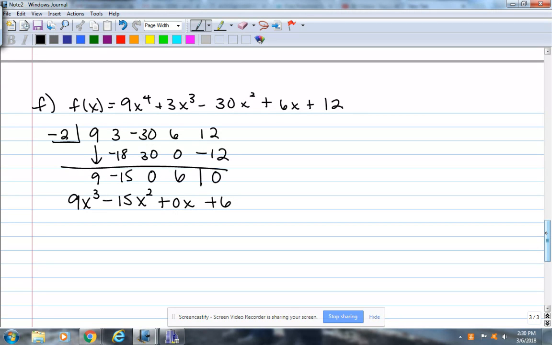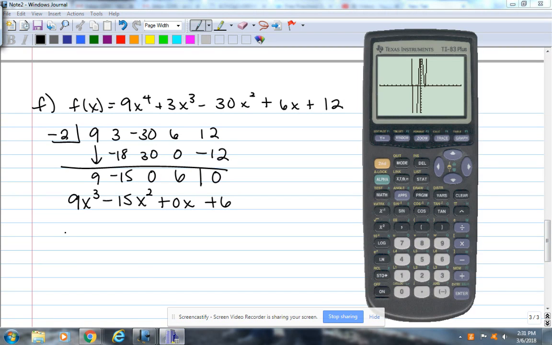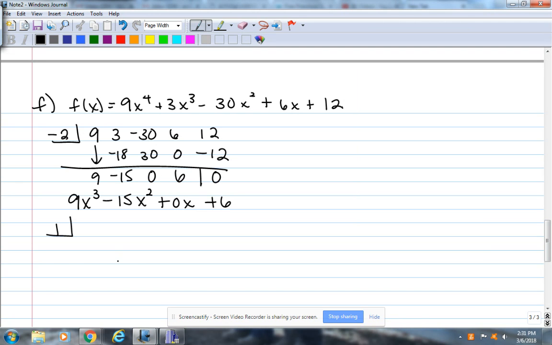All right, now let's go. We got to get to a quadratic though, so we got to do it one more time. And what do we say? +1 was close to our graph. Let's see if that is one of them. So here's our new polynomial. So we're going to use 9, -15, 0, and 6.